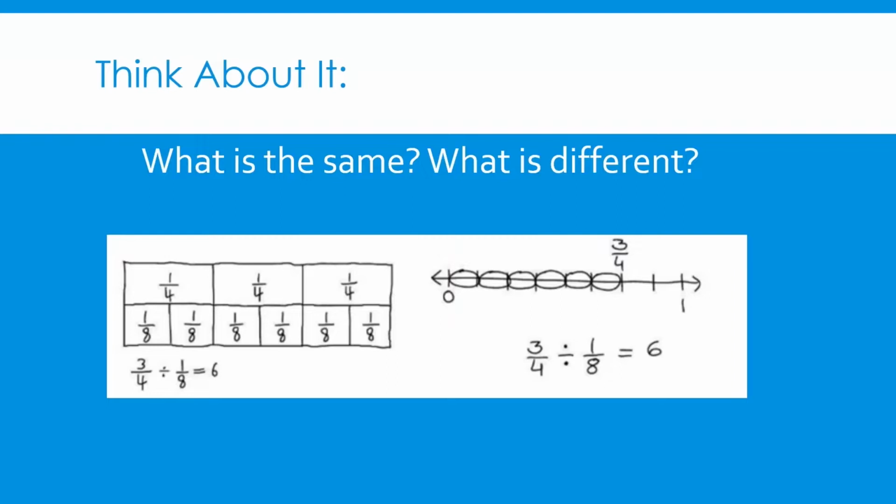So on the left, we have some fraction strips, and on the right, we have a number line. What are some things that you notice that are the same? What are different? So we both have the equation here, 3/4 divided by 1/8. We have 3/4 represented at the top here. We have 3/4 represented on a number line as well. And then we have split up into eighths. Both representations have 1, 2, 3, 4, 5, 6.